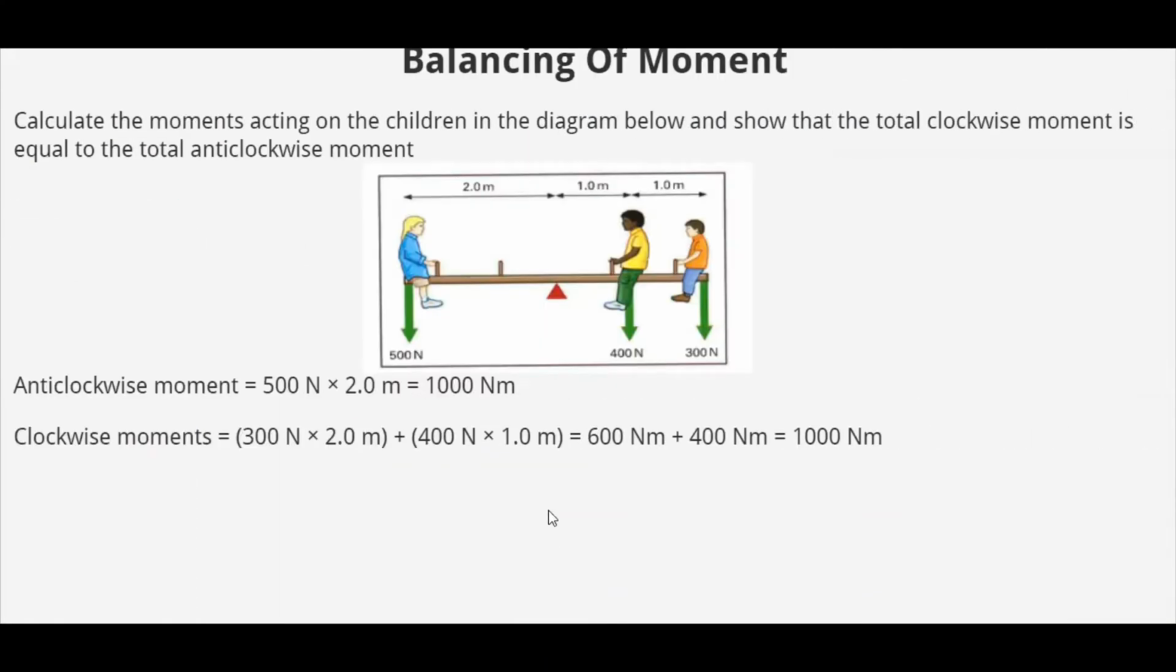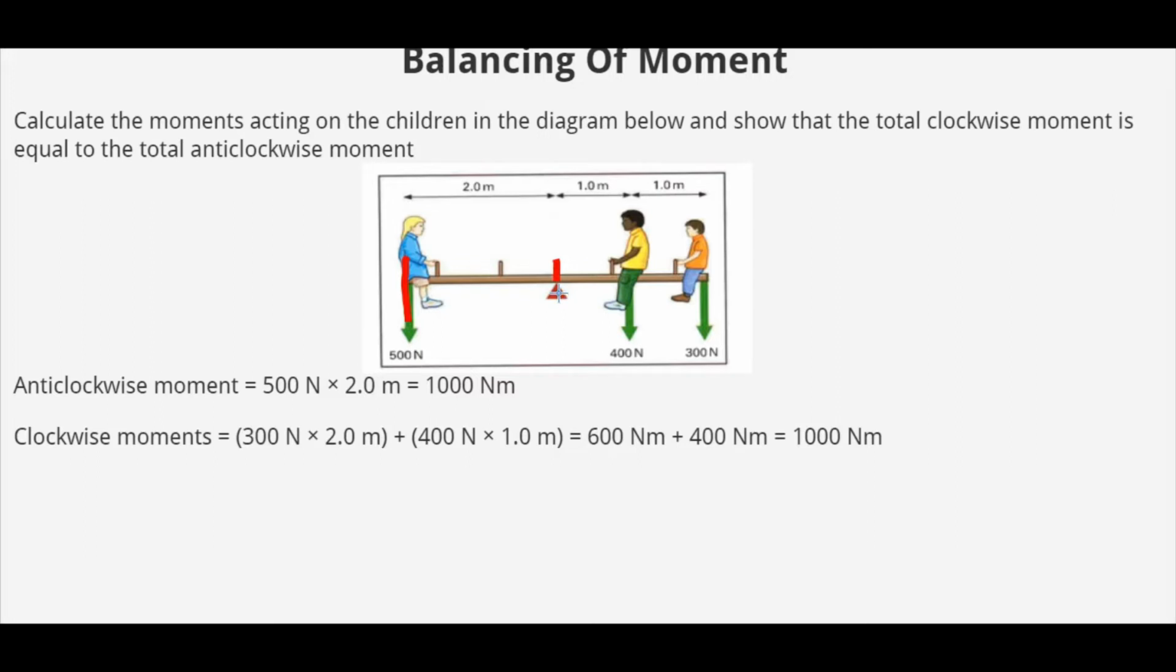Now, balancing of moment. How do we balance moment? We have to calculate the moment acting on the children in the diagram below and show that the total clockwise moment is equal to the total anti-clockwise moment. Now, how do we know the direction of the anti-clockwise moment? The direction of the anti-clockwise moment lies from here to here. Why? Because of the pivot.